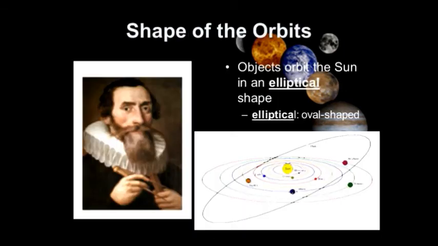Around this time, Johann Kepler, a German mathematician, used his observations and calculations to prove that objects, including comets, asteroids, and meteoroids, have an elliptical orbit. Elliptical means oval-shaped. He also observed that some planets have elliptical orbits that are very flat or close to a circle.